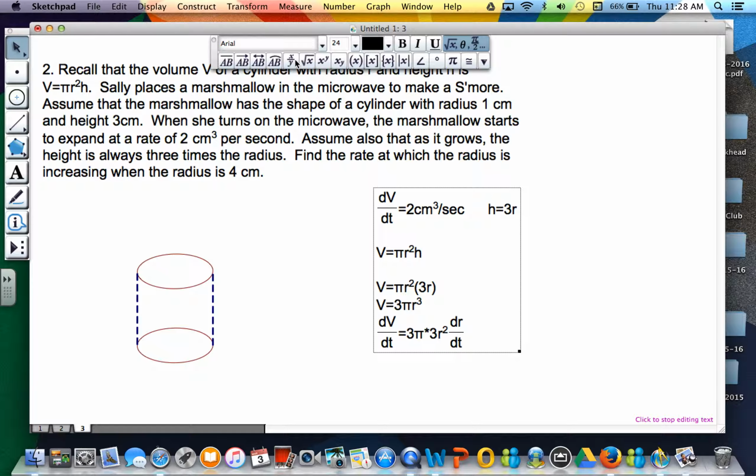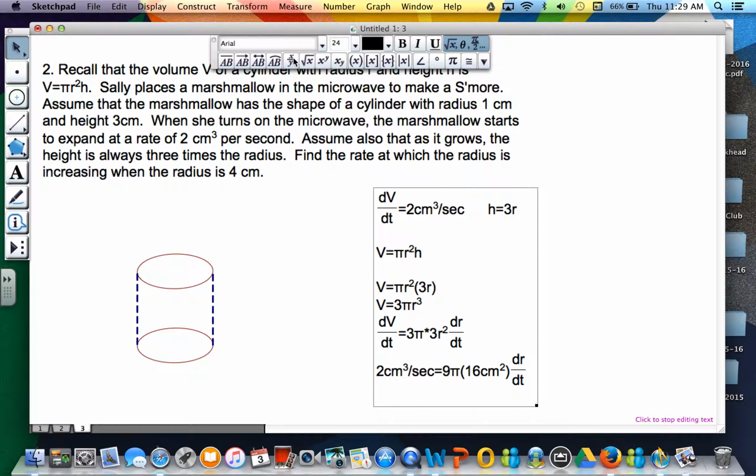Now they ask us to find dr/dt. I know that dV/dt is 2 centimeters cubed per second, so I'm going to have this 2 centimeters cubed per second is equal to 9 pi, and then my radius is 4 centimeters. So I would have 4 centimeters times 4 centimeters, which is 16 centimeters squared. Units matter. So I have my 3 times 3 is 9 pi, 16 squared, and then I'd have my dr/dt.